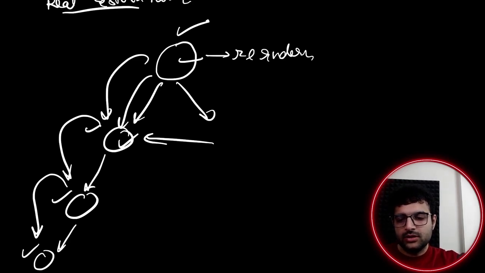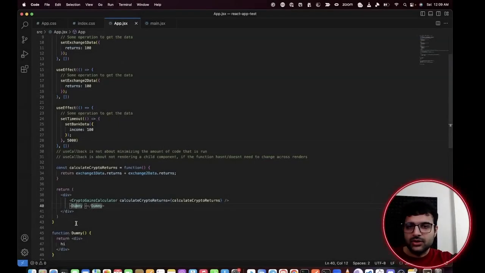Simply returns a high. And if I render dummy here, even this dummy will re-render, even though it's not even accepting anything as an input. So if this guy re-renders, why do you re-render? Something has changed, state has changed, something new needs to be put here somewhere. But this guy isn't even accepting anything as an input. Yet it will re-render.